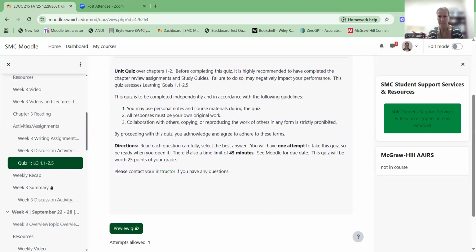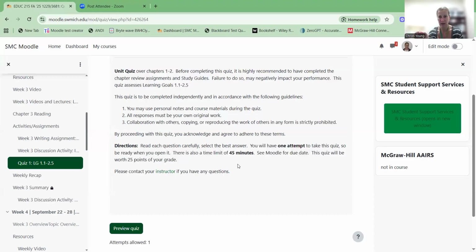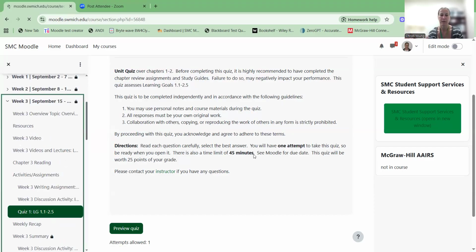You have one attempt to take them and they are timed. So you'll notice in the instructions, read each question carefully, choose your best answer, one attempt, 45 minutes. And the due dates are all published on Moodle. Each quiz is worth 25 points of your grade. Your lowest quiz throughout the semester will be dropped. So that pretty much takes us through the assignments for week 3.